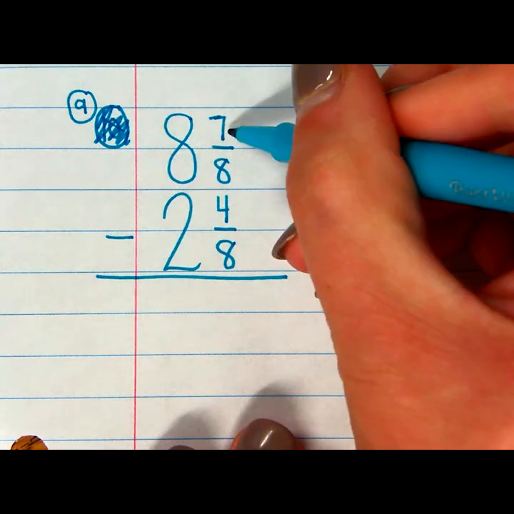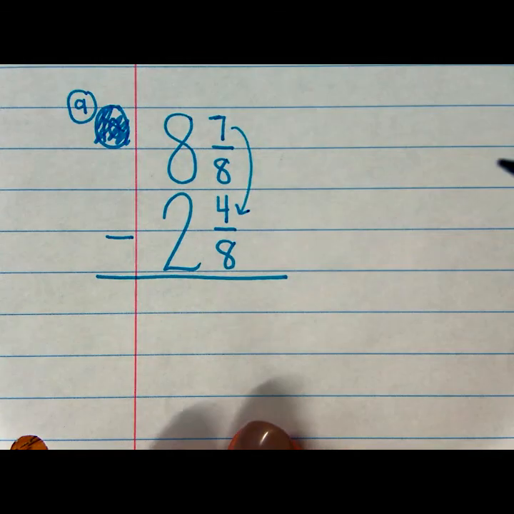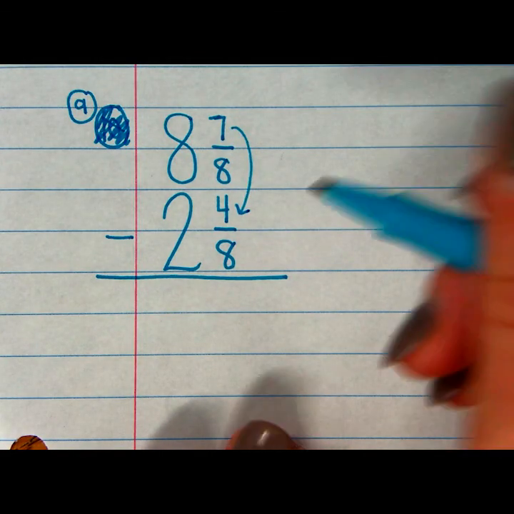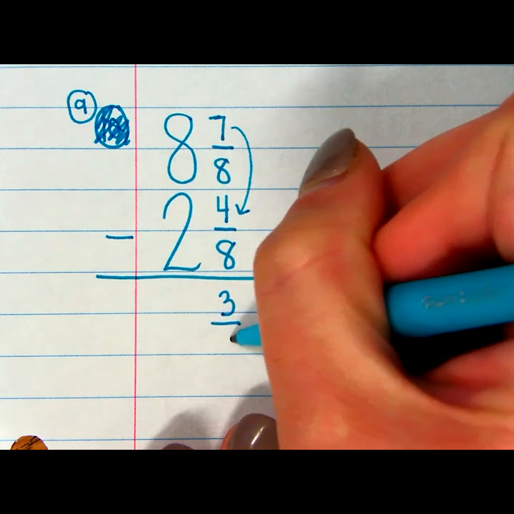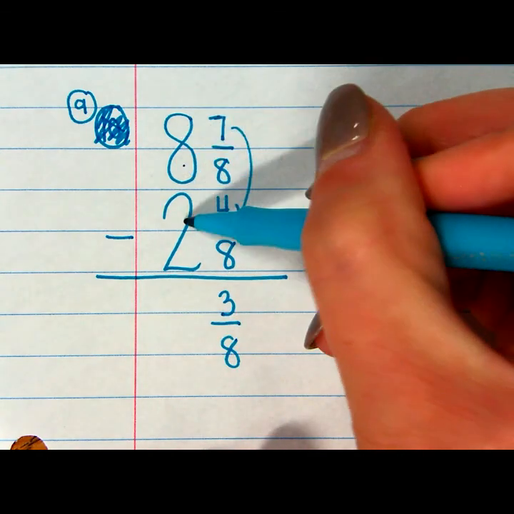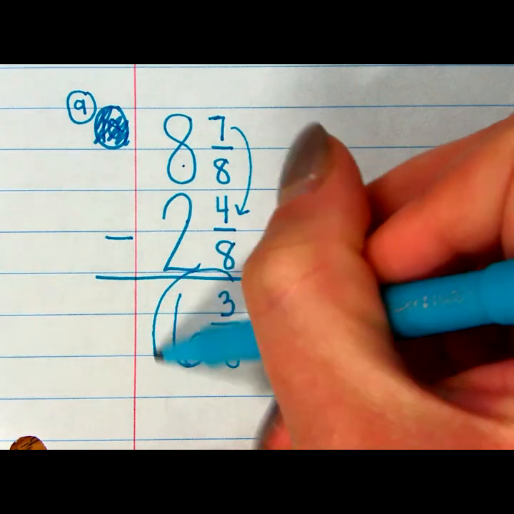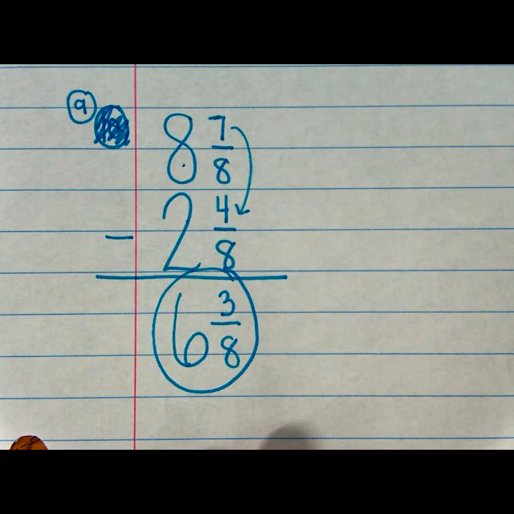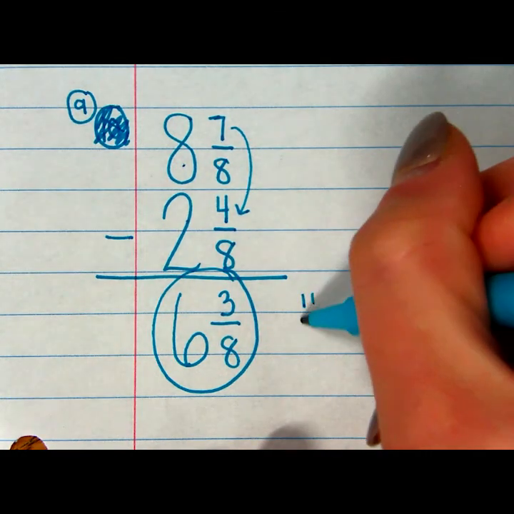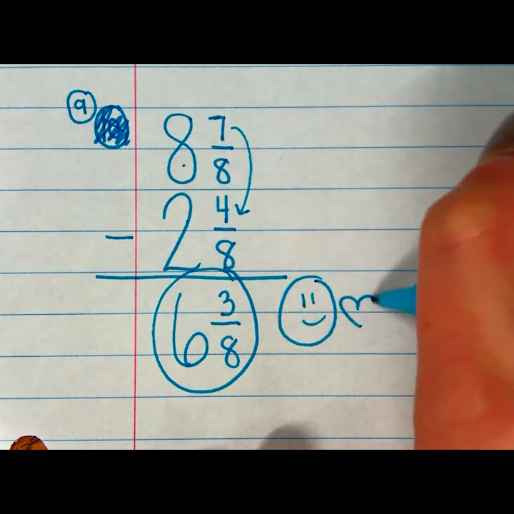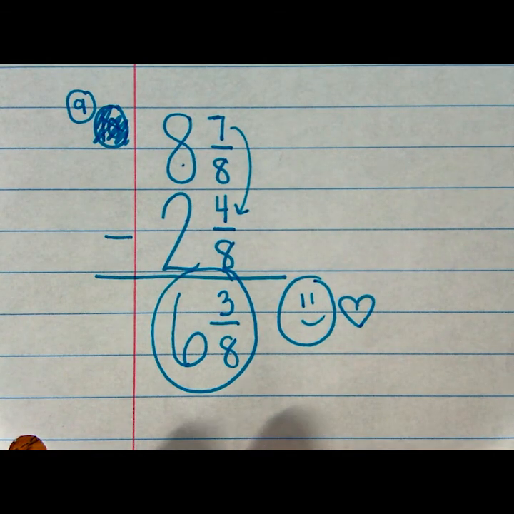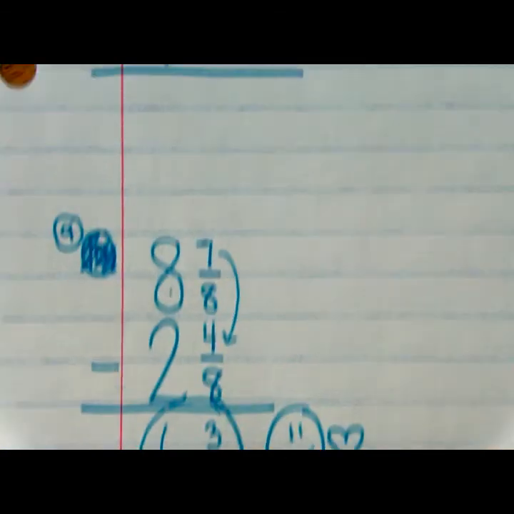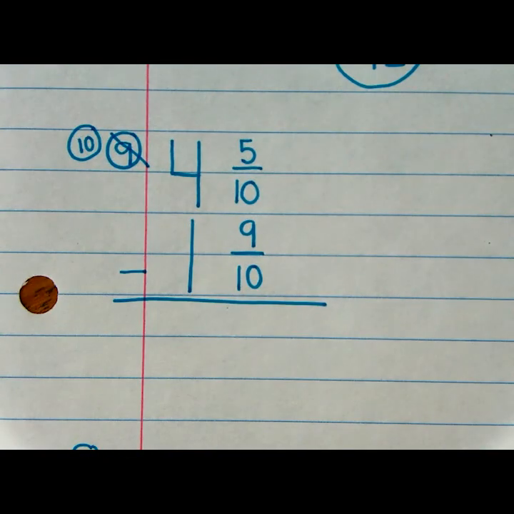All right, 7 minus 4. I can do that subtraction. 7 minus 4 leaves me with 3/8. And then I'm going to subtract 8, take away 2, leaves me with 6 and 3/8. Awesome. We love these when we don't have to do any regrouping, right? Makes our heart happy.